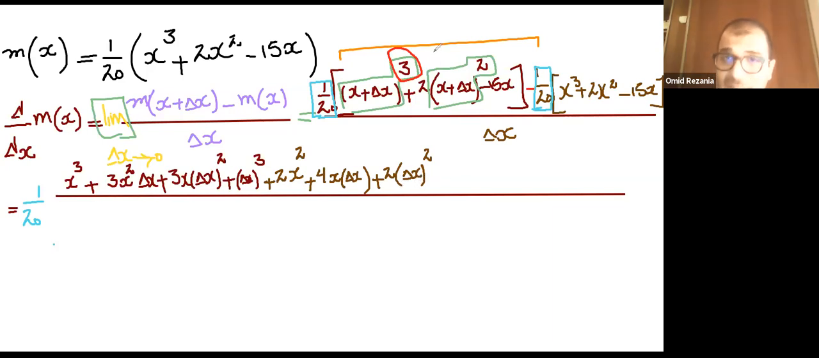Then I have something very important, the second term. For 1 over 20, I factored this out and wrote it at the beginning of my expression. Then I have a minus sign. It means I take the minus inside the parentheses and keep the terms where they are. Then it becomes minus x to the power 3, minus 2 times x to the power 2, then minus for the third term, plus 15x.